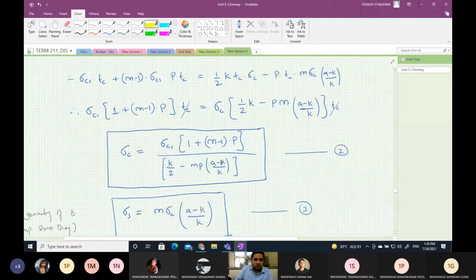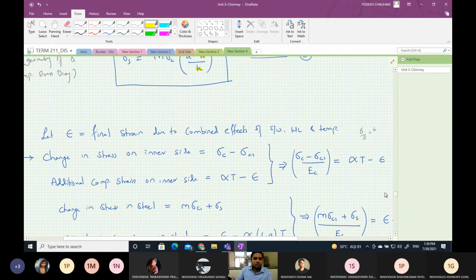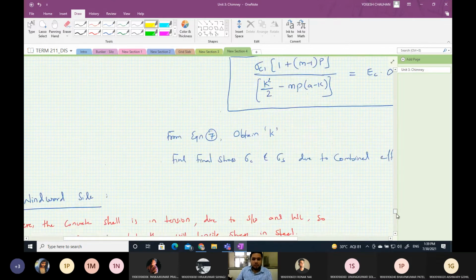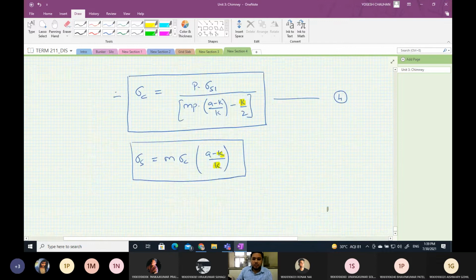So these were the two cases. Here also we had two expressions of sigma C and sigma S, where sigma S is the same for both the cases, but the only difference is in sigma C. But here we have K, so we have to find this K value. So for that, we have to obtain one more formula to find the K.